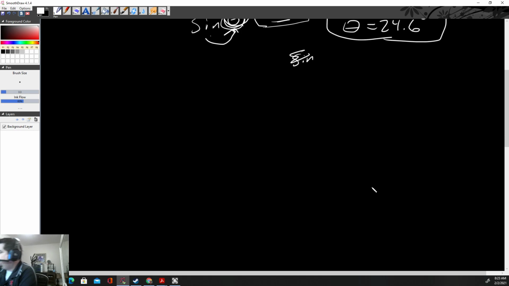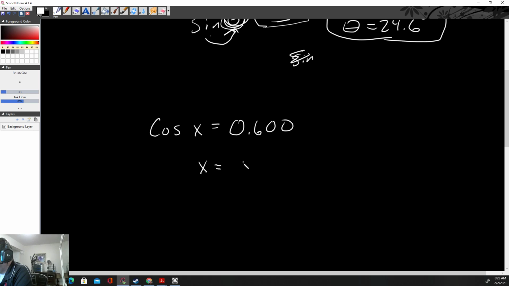Let's do a cosine one. Let's say we end up with a cosine of x, and I don't know what x is equal to. I'm just going to give you the number. Why divide two numbers when I could just give it to you? Let's say it's 0.600. What is x equal to here? Well, then you would say x is equal to the cosine inverse of 0.600. Okay, and then we just stick it in a calculator.